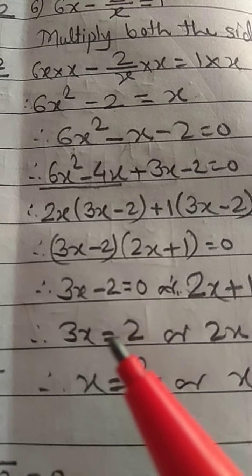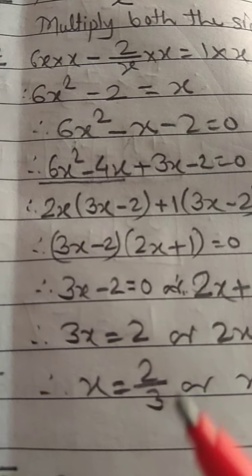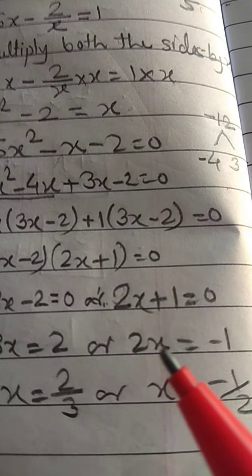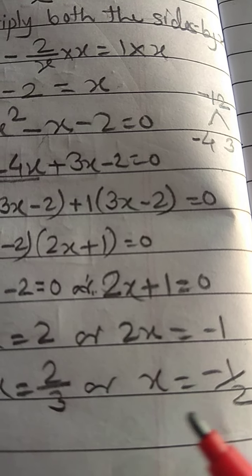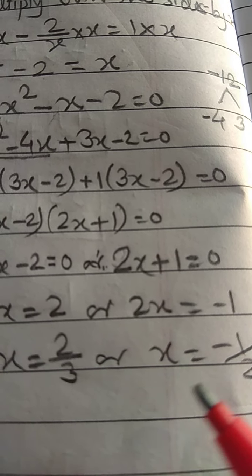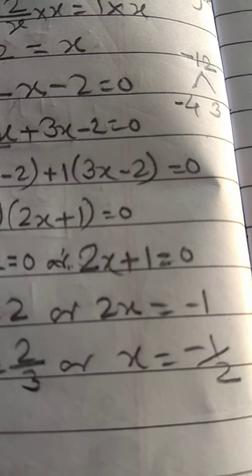X is equal to, now into 3 will become upon 3. Therefore, x is equal to 2 by 3. Here, this 2 which is multiplied by x will go to that side and will become upon 2. Therefore, x equal to minus 1 half. X equal to 2 by 3 or x equal to minus half are the roots of the given quadratic equation.